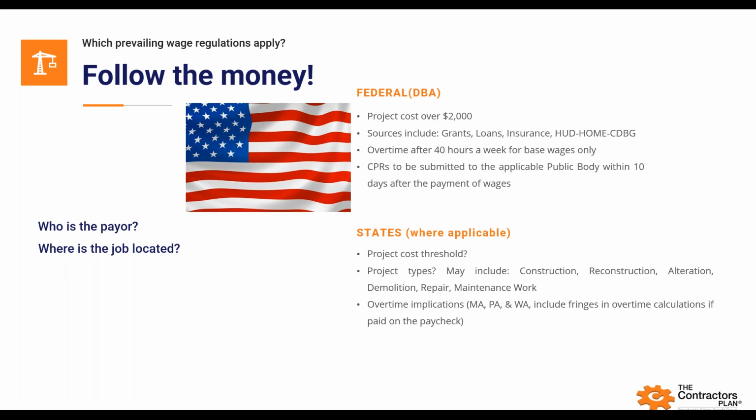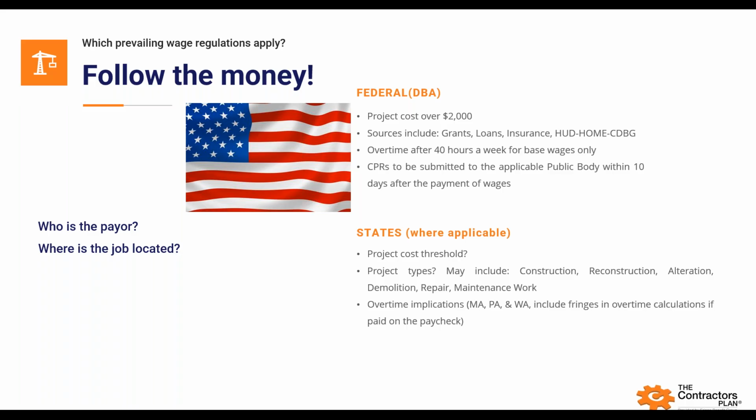So which prevailing wage regulations apply? That's one of the most common questions and sources of confusion. And it's sort of like back to when Nixon was being investigated: follow the money. Where did the money go? Is this federal money or is this state money? Is it dual? Is it state and federal?